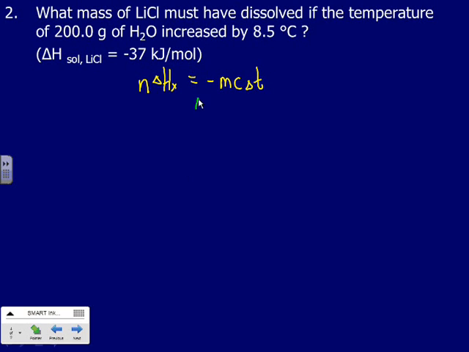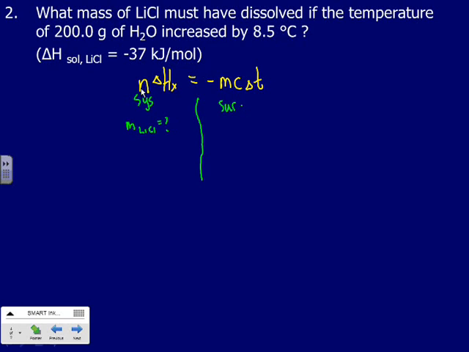Again, just like before, let's gather up our information. This is the surroundings. This is the system. So in this case, what mass of lithium chloride? The mass of lithium chloride, that's what we want to find. Now, in our equation, obviously the lithium chloride dissolving is the system. It's what's doing something chemically. The surroundings are the water. How does the water change in temperature? So the mass of our lithium chloride is what we want to find.